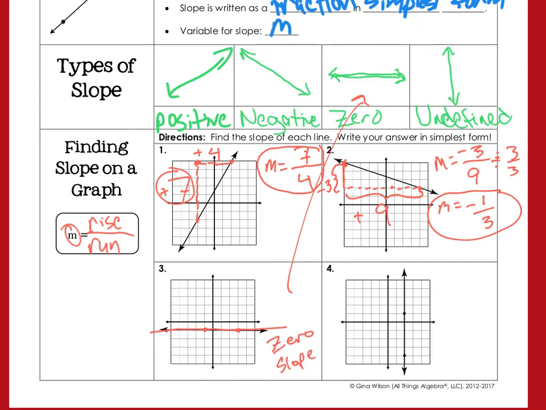Now, if I ask you, why is that a 0 slope? What makes that a 0 slope? Remember, it's because it's all horizontal. There is no rise. It's all run.